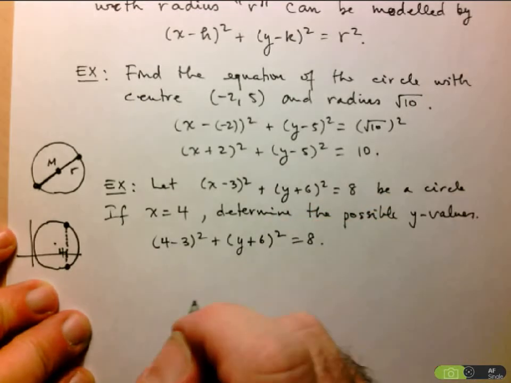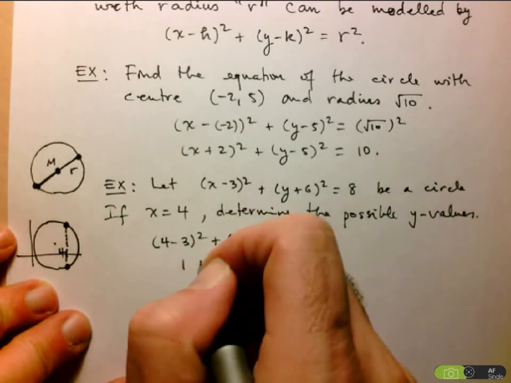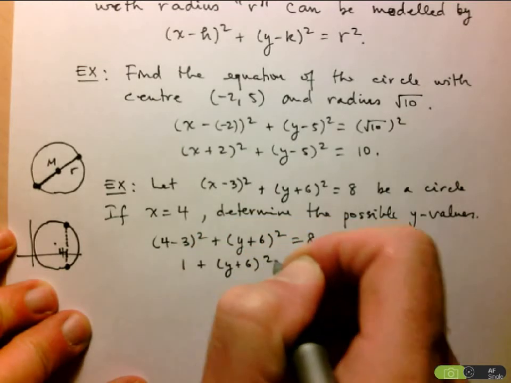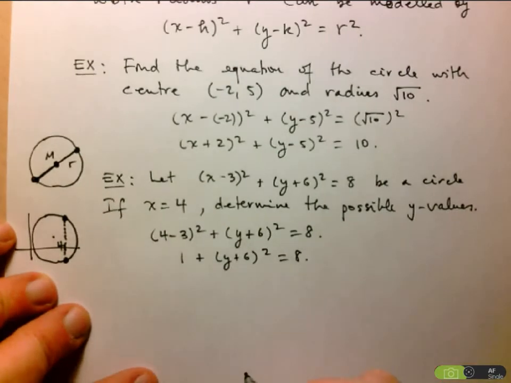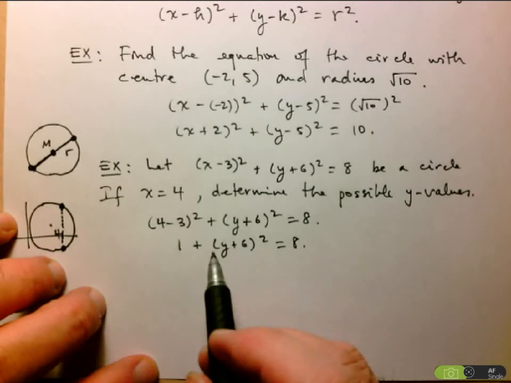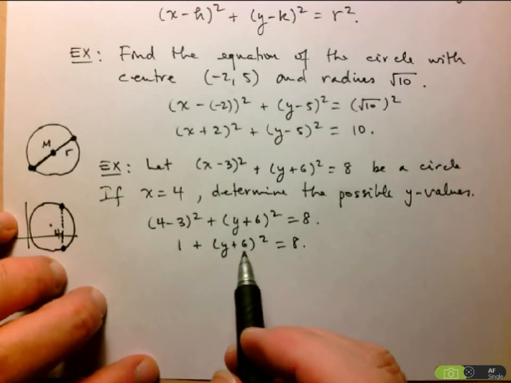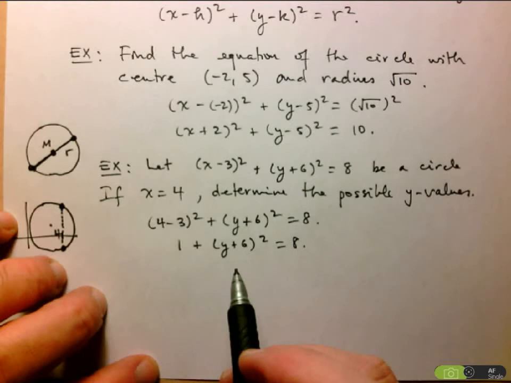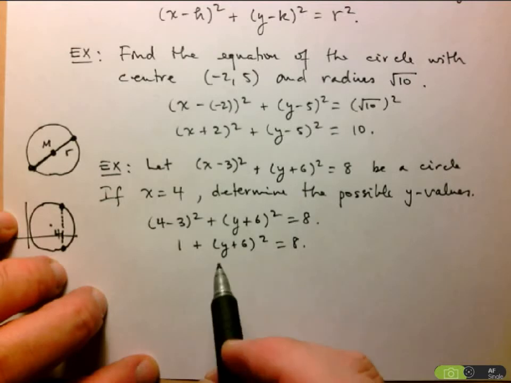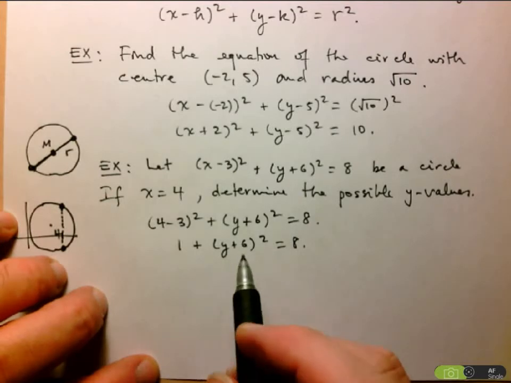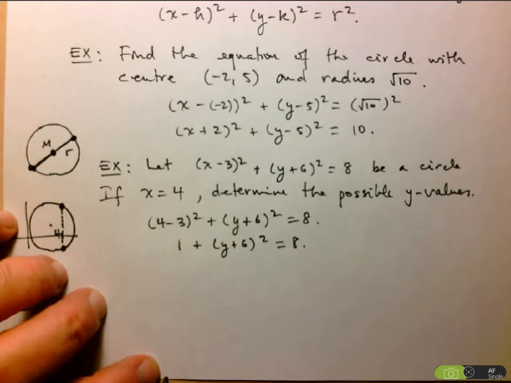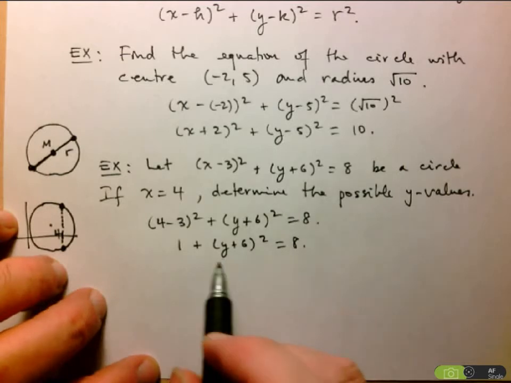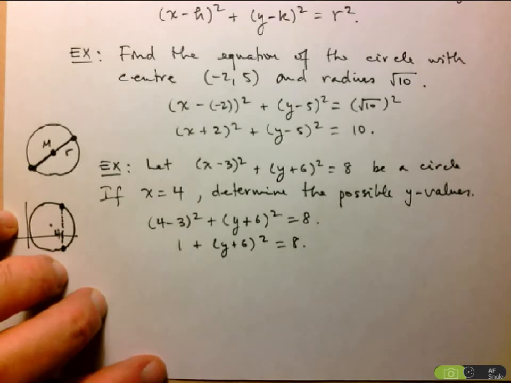Now let's simplify. 4 minus 3 is 1, so we have 1 plus (y plus 6) squared equals 8. And this is where we have to decide how to proceed. It might be tempting to square this, to write (y plus 6) times (y plus 6) and then expand. The problem with doing that is you'd end up with a y squared term, but you'd also end up with a 6y term. And at this point, we don't have the tools to solve equations that have both a y squared and a y. But we'll continue going because I think we can actually solve this using opposite operations.